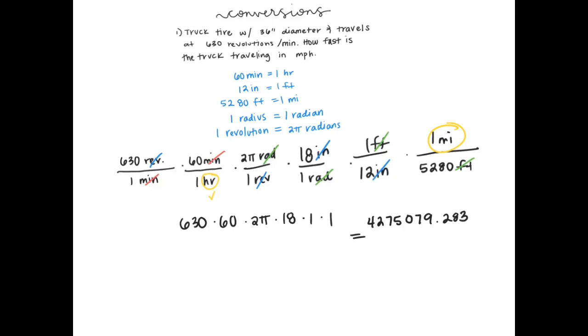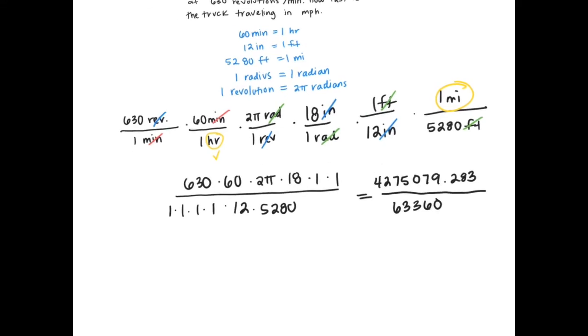That's going to give you a really, really long number. Now I'm going to consider the denominator. I've got 4 ones, 12, and 5,280. When I multiply those together, I get 63,360. Now we're going to divide those to get our final answer. Let's round this one to the nearest tenth. If you do this correctly, you get 67.5 miles per hour.